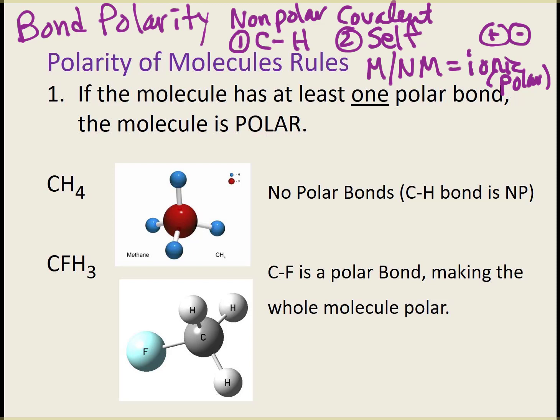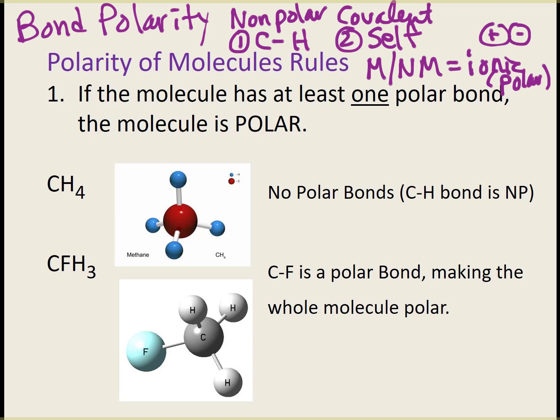All right, let's look at a molecule. So a molecule can be polar too. And it is composed of the geometry and also the bonds that are found in that molecule. Here's our rules. There's two of them. Number one, if the molecule has at least one polar bond, then the molecule is polar.